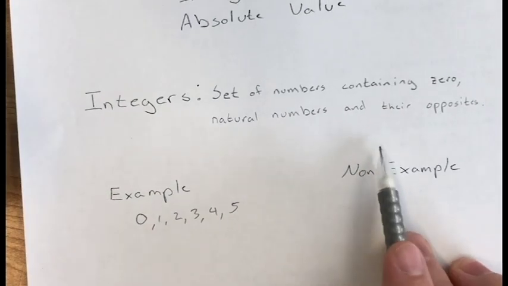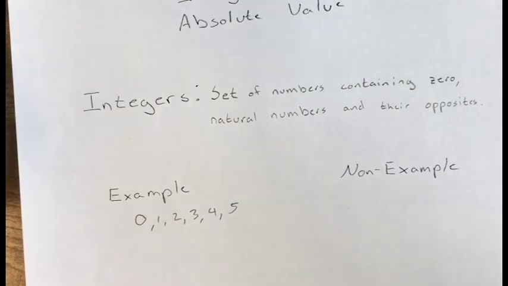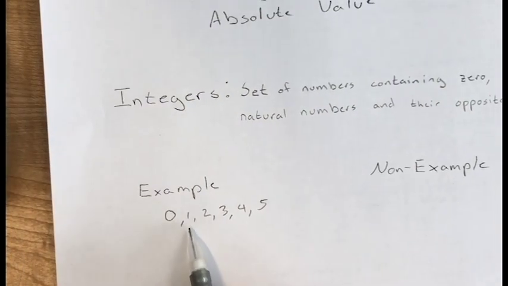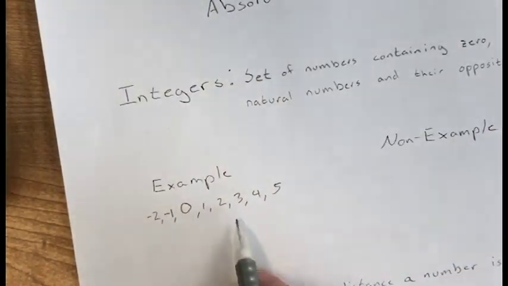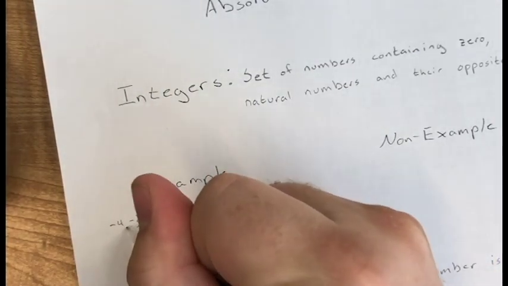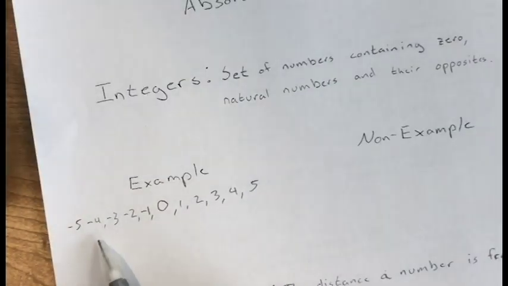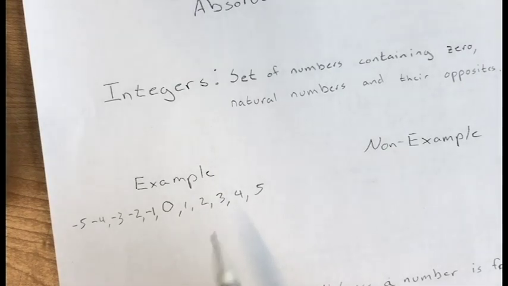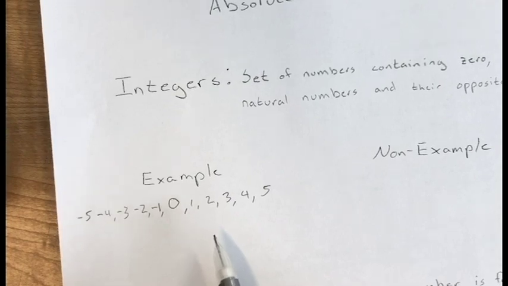And then it says, and their opposites. Well, what's the opposite? We'll do a little bit more about this, but simply put, the opposite of 1 is -1. The opposite of 2 is -2. The opposite of 3 is -3. The opposite of 4 is -4. And the opposite of 5 is -5. All of these are integers. So 102 is an integer, and -102 is also an integer.